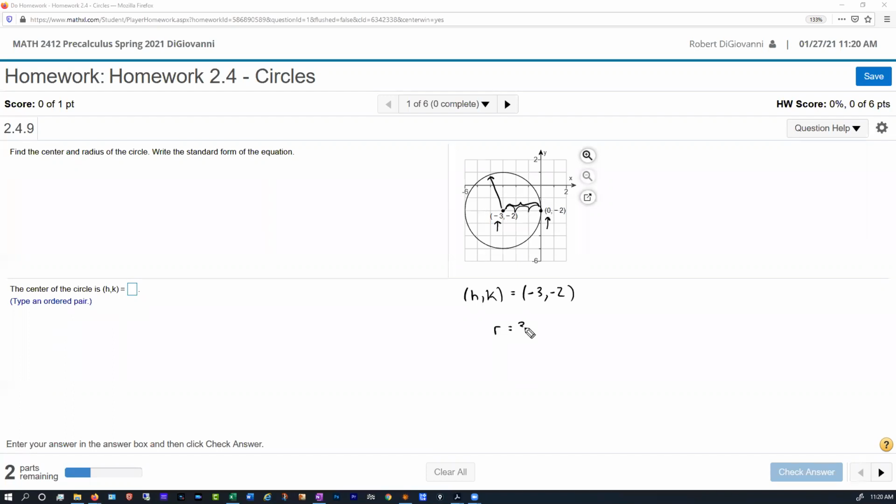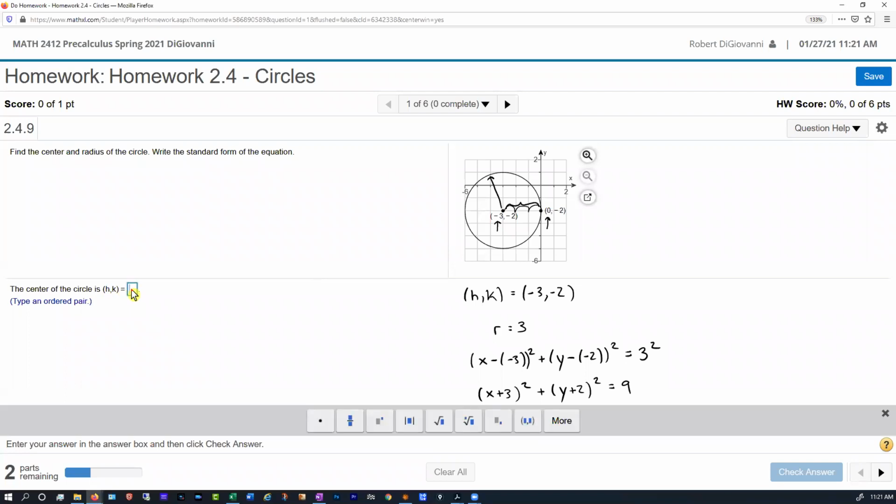We have to move 3 units over to the right in order to get to that point, which means our radius must be 3. And then with that, we can write the standard form, which would be (x minus h), which is -3, squared, plus (y minus -2), squared, equals the radius, which is 3 squared. Oh, I forgot a parenthesis there. So this becomes x plus 3 because of the double negative, and this becomes y plus 2 because of the double negative, and then this becomes 9. So let me go ahead and put that in here.